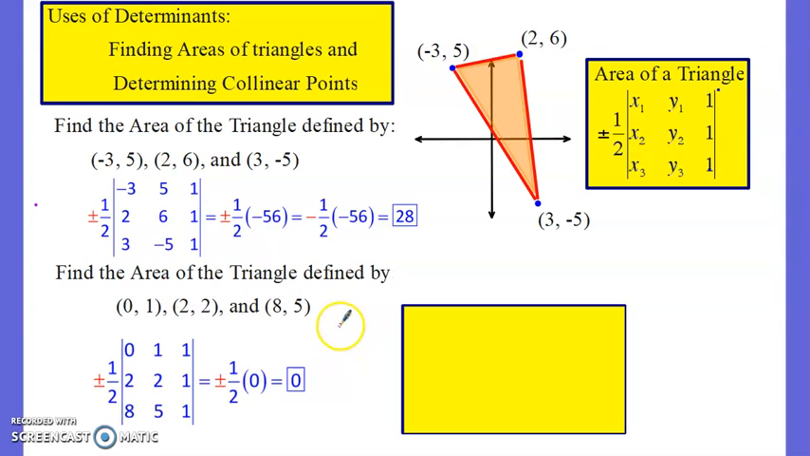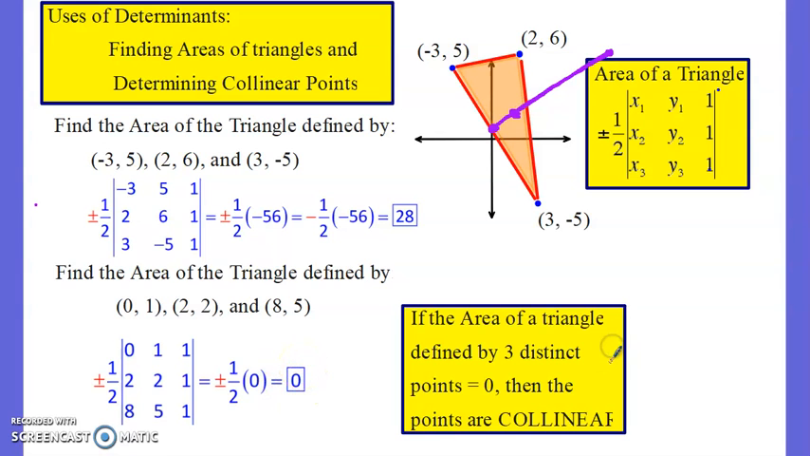Now you might say, how can a triangle have an area of 0? Well, if we take a good look at it, if we plot those 3 points, 0, 1, it's going to be somewhat in this area, 2, 2, it'd be kind of over here, and 8, 5, so way out here and up here, you might notice something about those 3 points. They don't form much of a triangle. The only way that 3 points could ever come out to a 0 area is if those 3 points are what we call collinear.